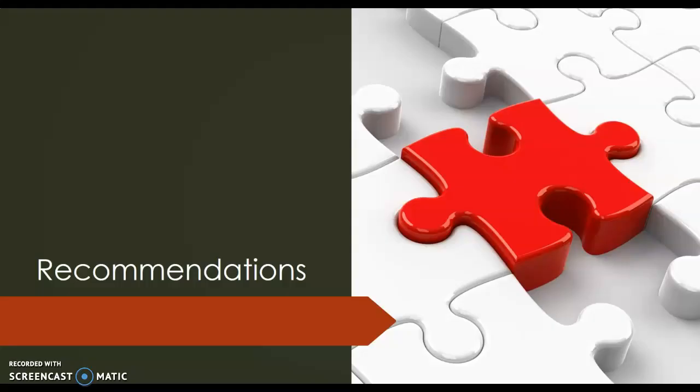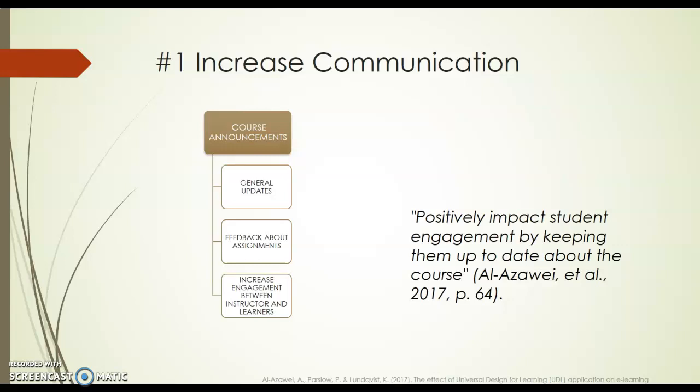Now that I've shared the weaknesses, I'd like to make some recommendations on how to improve the course design. First, I think it would benefit learners if there were regular course updates, whether these are in the form of class announcements or news features. Content posted in these announcements could include reminders about due dates, general feedback about the assignments, and/or announce last-minute changes. I believe these announcements would increase engagement between the instructor and learners.